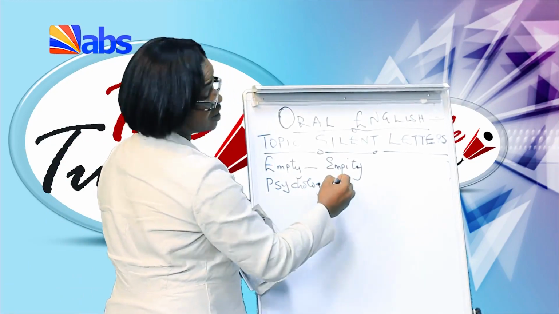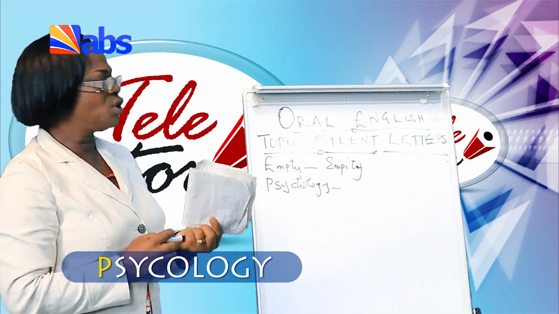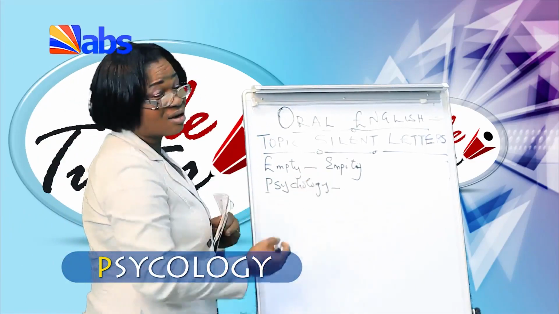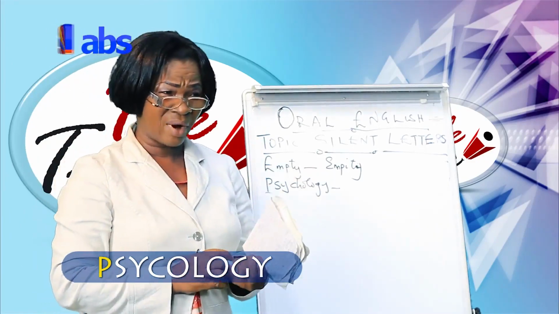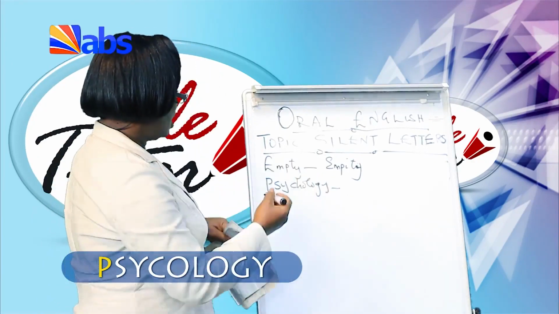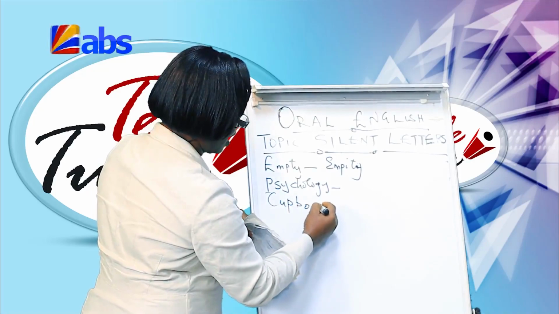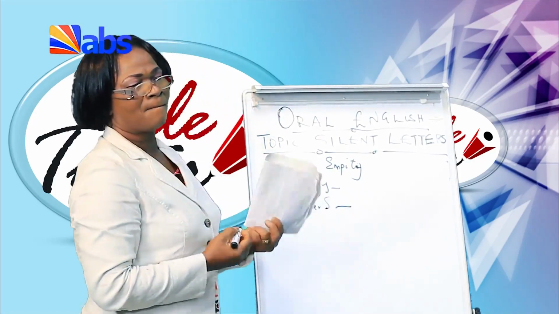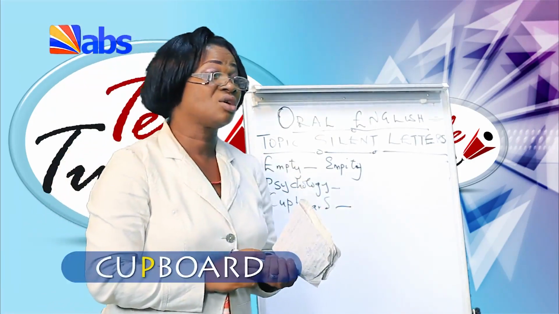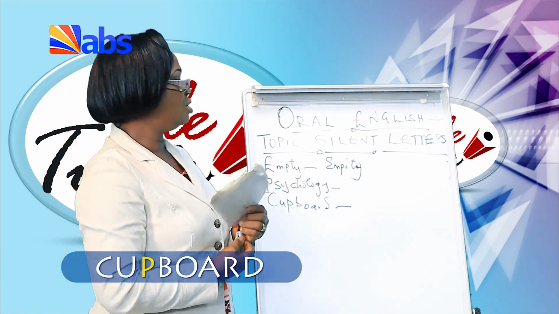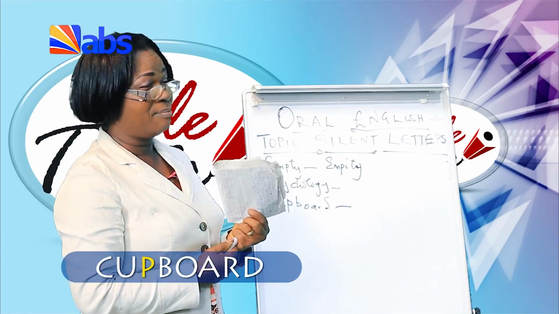P-S-Y-C-H-O-L-O-G-Y. That's psychology. If you look at the spelling this way and you pronounce the P, does it sound correct? No. Okay. Now we talk about another word like C-U-P-B-O-A-R-D. Is it correct to pronounce the P in cupboard? No. Good. It is wrong.